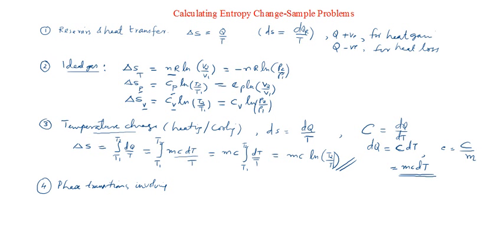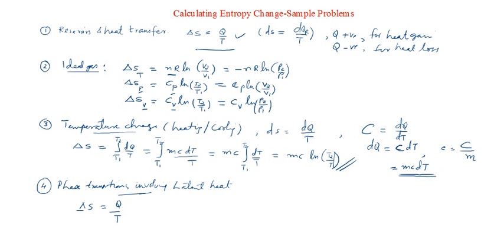So, phase transition involving latent heat. This is the fourth category of problems that we usually have to deal with. In this case, it's the same equation that I have to make use of. This delta S I have to calculate. So delta S is equal to Q divided by T itself. The same equation that we are fundamentally using, but Q can be written as M into L, divided by T.